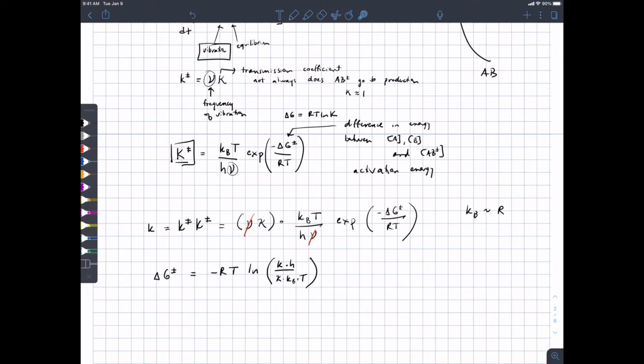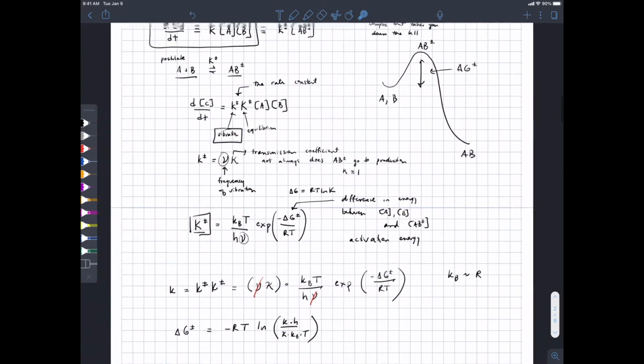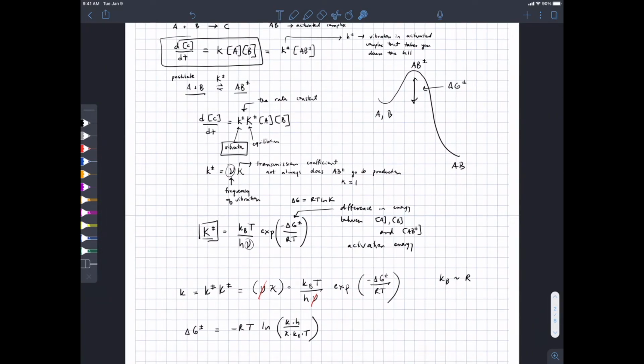What we're saying here is if you measure the rate constant, you can derive the activation energy. If you know the activation energy, you can get the rate constant. So this is why we do kinetics experiments: we want to know the mechanism of the reaction. To know the mechanism, you've got to know the transition state structure and its energy, and then you can understand the rate of the reaction and how it happens.